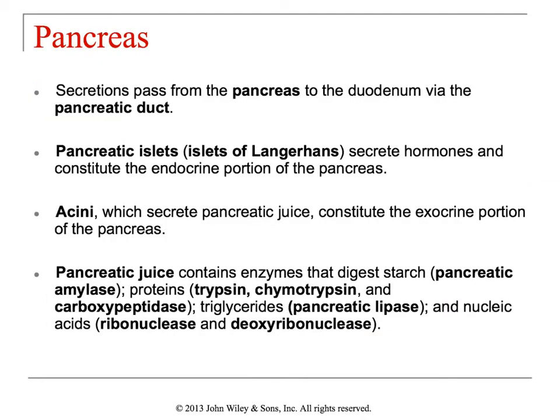Okay, now the pancreas. So the pancreas, you have to remember, it has 2 functions. It's got endocrine and exocrine function. Okay, so for the endocrine system, you remember that it produces hormones. It releases insulin and glucagon. Now it also has exocrine function, so it's going to release chemicals that are involved in digestion.